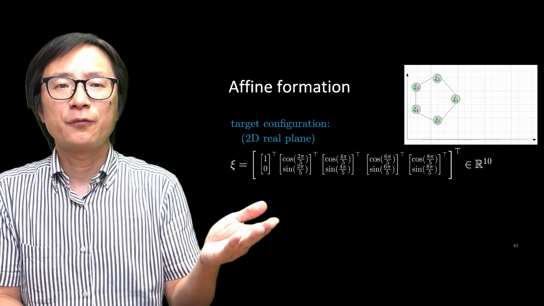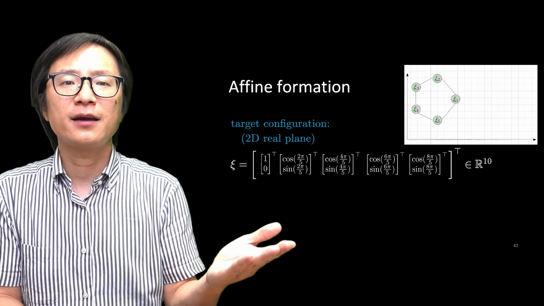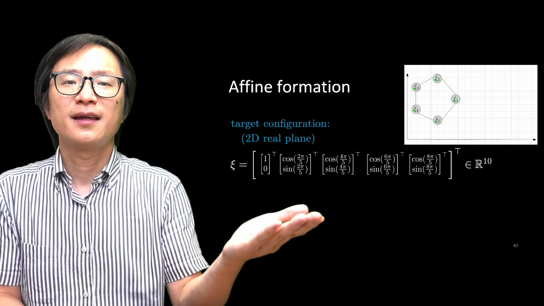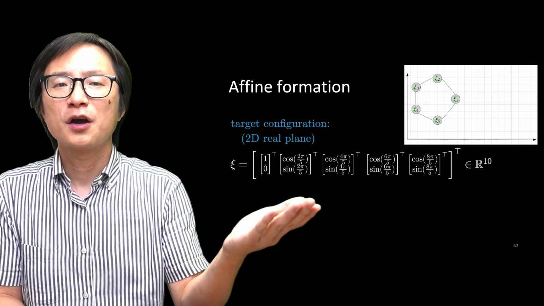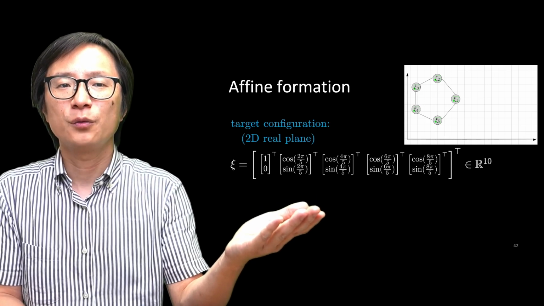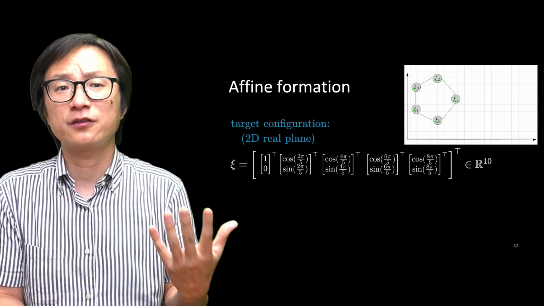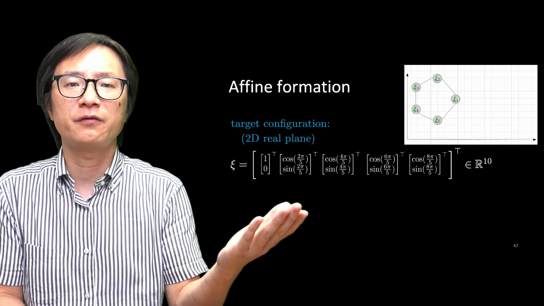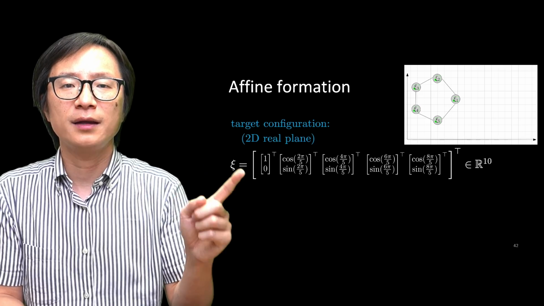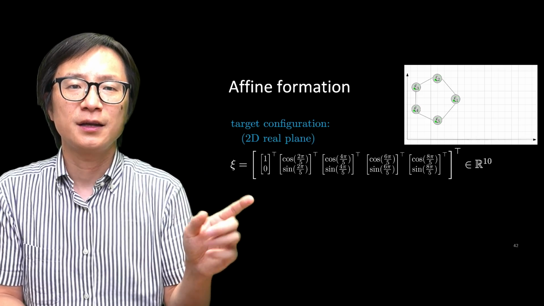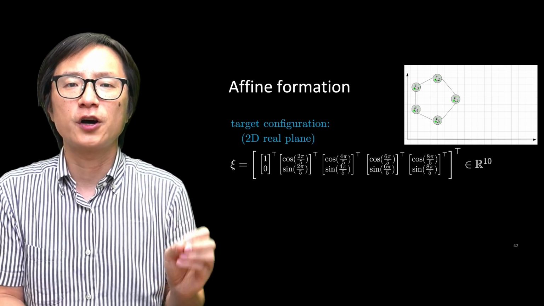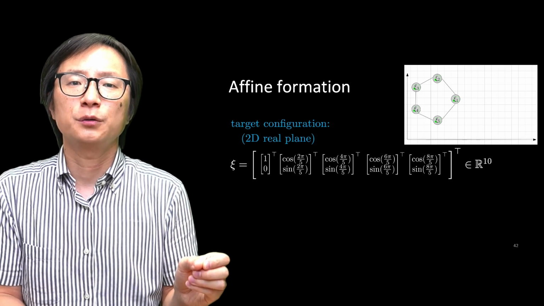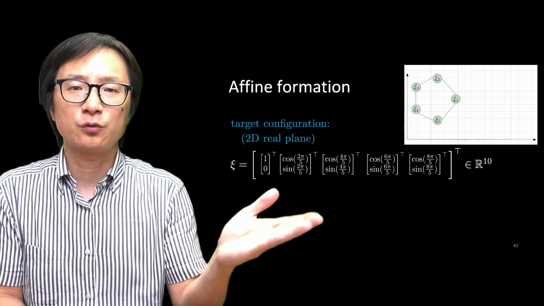So if we are still talking about a pentagon shape as the desired shape, we can translate the previous complex target configuration vector, which is a 5-dimensional complex vector, into this 10-dimensional real vector, because we can write each specified point for the target configuration as a 2-dimensional real vector, as we have done here.